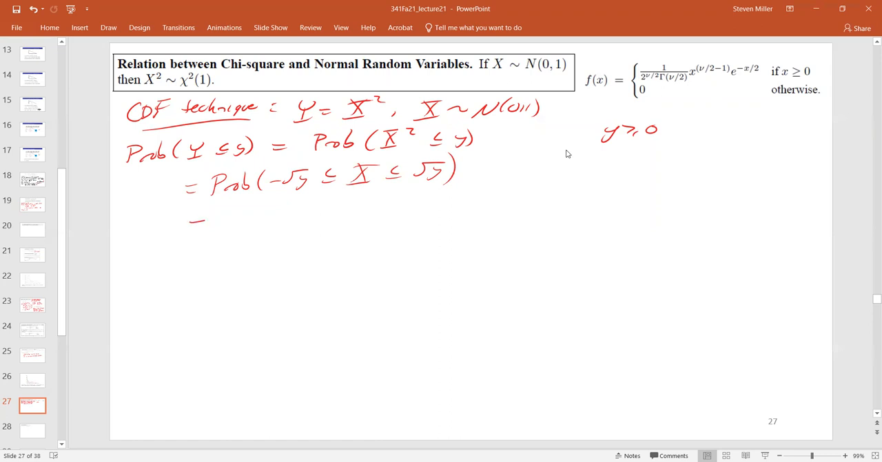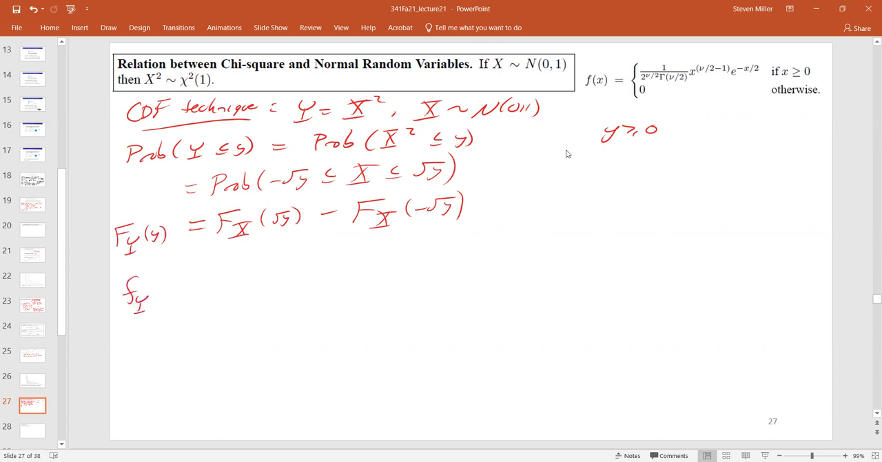Well, this is just going to be the cumulative distribution function of x at the square root of y minus the cumulative distribution function of x at negative square root of y. At this point, you should be petrified if you have to actually evaluate this, because we don't have a nice closed form expression for the cumulative distribution function of the standard normal. This is why the CDF method is so great, because the CDF method never forces you to actually evaluate it. You always take the derivative. This is equal to the cumulative distribution function of y.